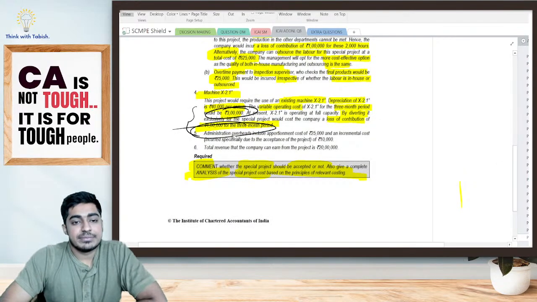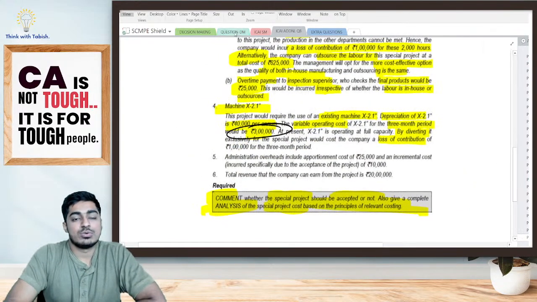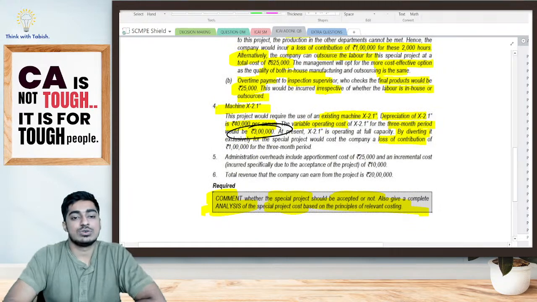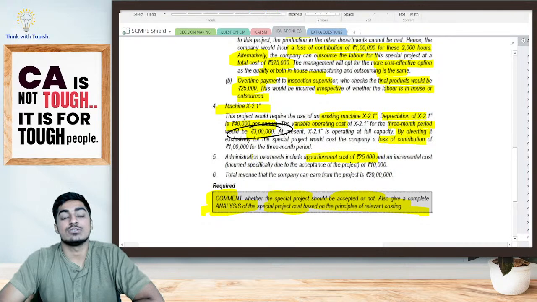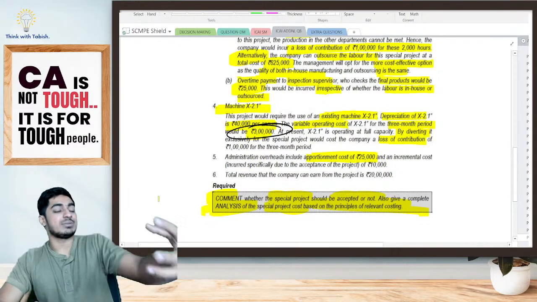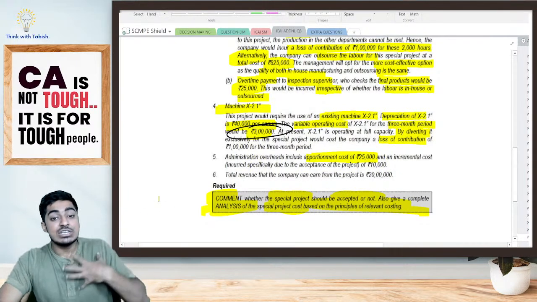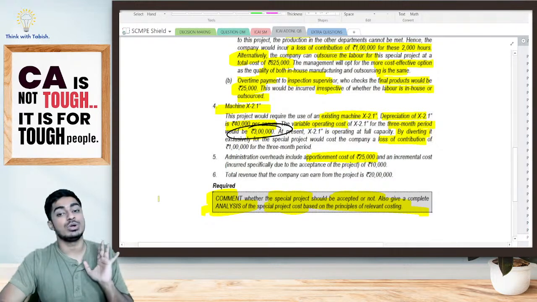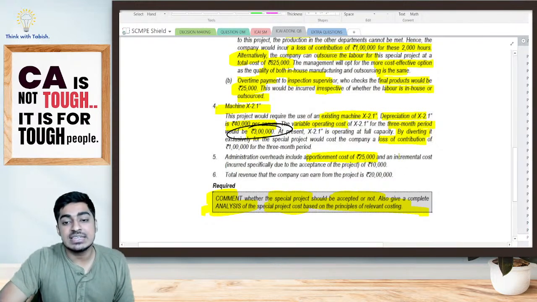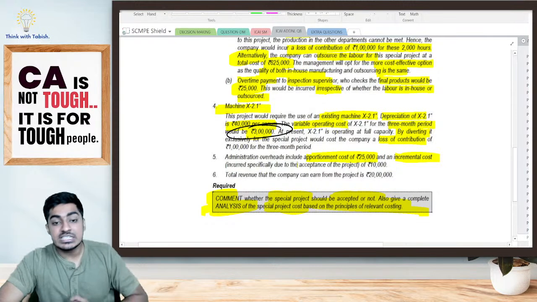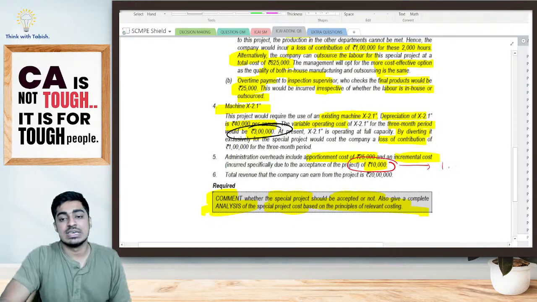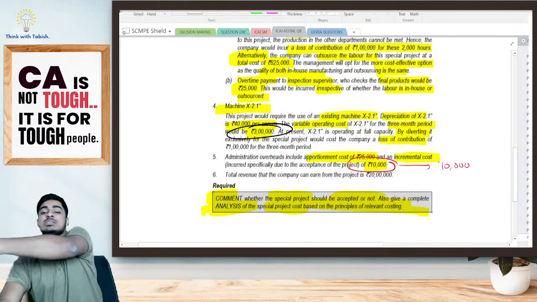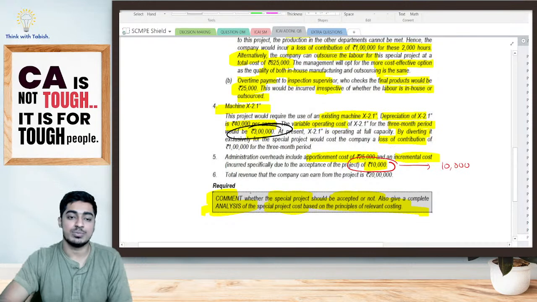Administration overheads. Things are given about administration overheads. Administration overheads include an apportionment cost of 25,000. What is 25,000? It is apportionment. I am just distributing an existing cost. Is it relevant? No, it is not relevant. However, there is an incremental cost incurred specifically, 10,000. This 10,000 will be relevant, yes or no, students? This is incurred only if I accept the project. So this 10,000 is going to be relevant.